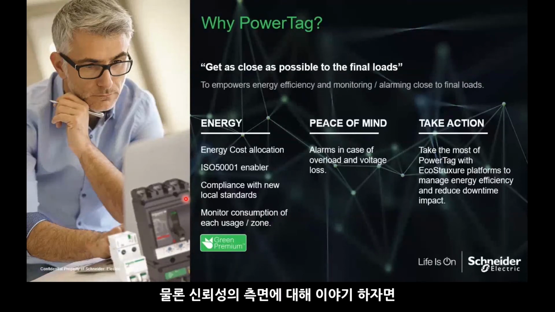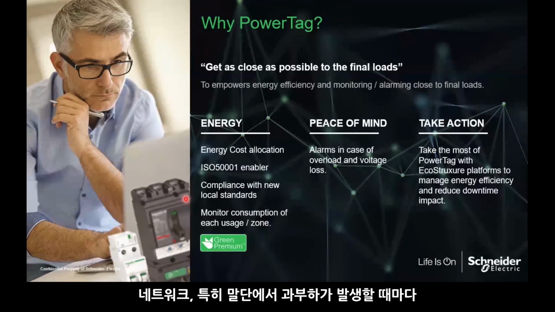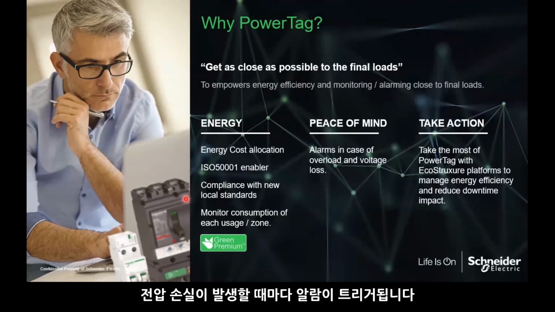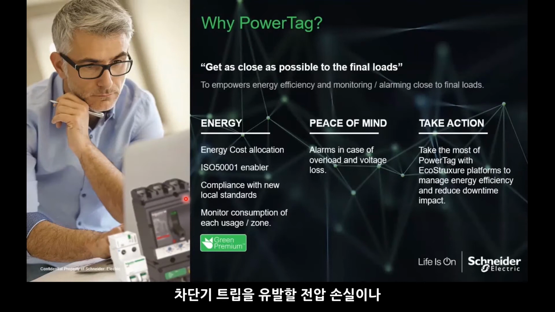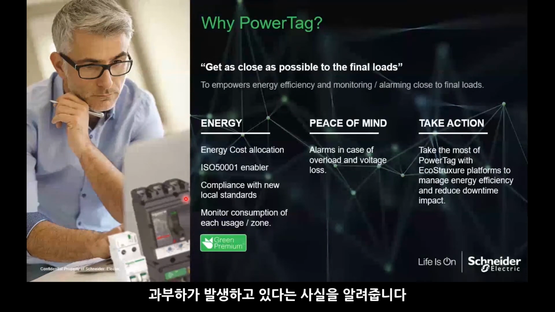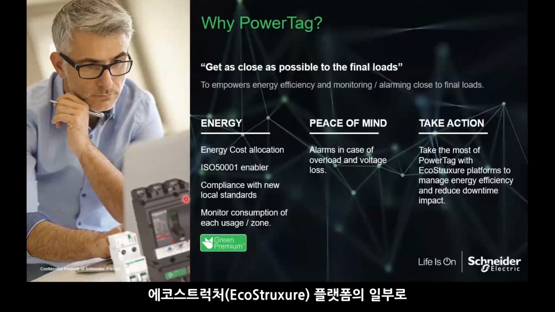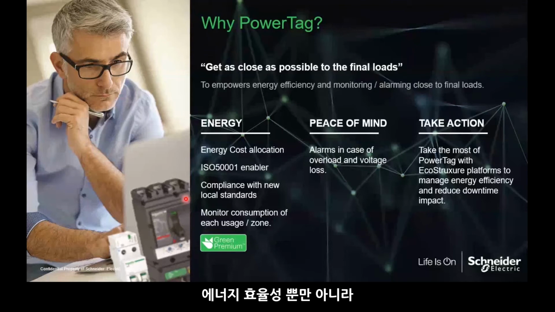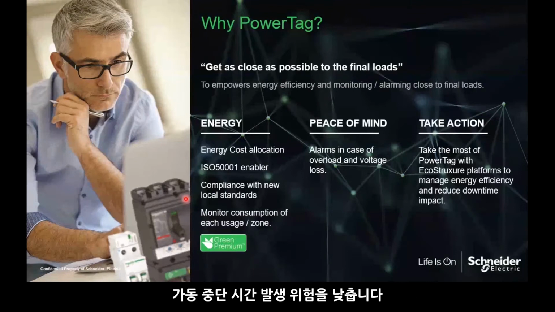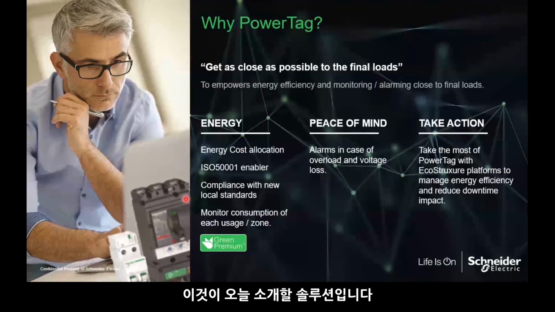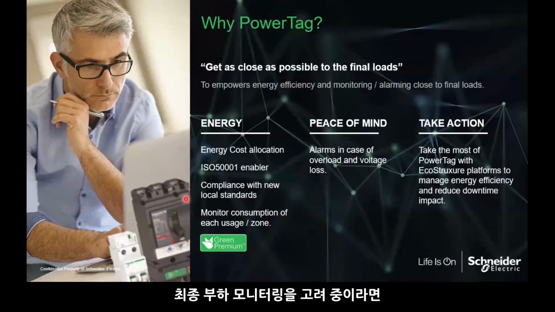Of course, when you come to peace of mind, whenever there's any overloading on the network, especially on the final distribution, or whenever there's any voltage loss, they trigger alarms. So basically, PowerTag will be able to trigger alarms to notify you that there's a voltage loss or an overload that caused the breaker to trip. Then, of course, PowerTag itself is part of the EcoStruxure platform, to manage energy efficiency, energy consumption, and to reduce any downtime impact. So that is the solution today. If you're looking into final load monitoring, PowerTag is a good solution.